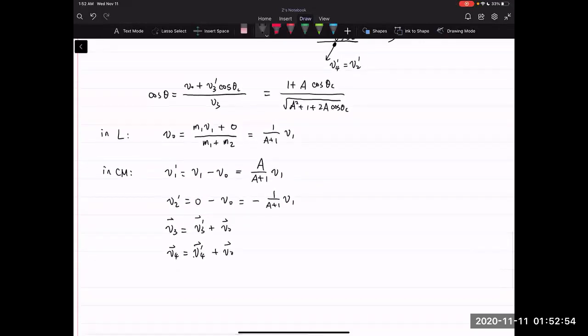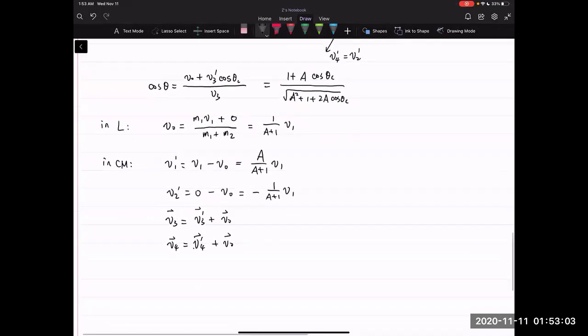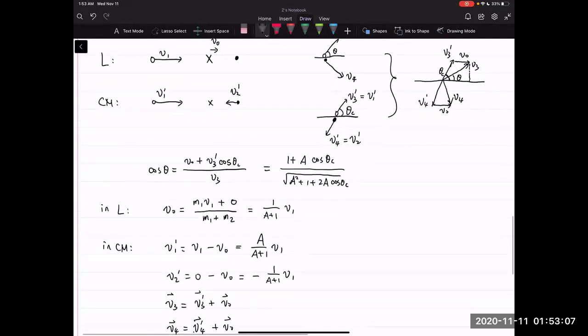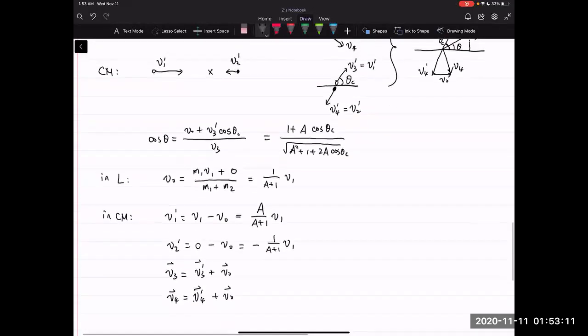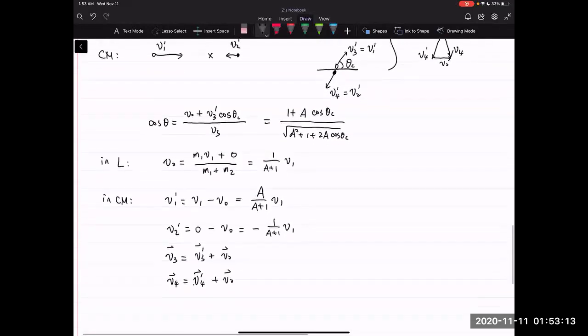So V3 will be the square root of a squared plus 1 plus 2a cosine theta c. Okay, these are simple geometries. I believe you can work it out. If you can't, feel free to ask me or a TA.